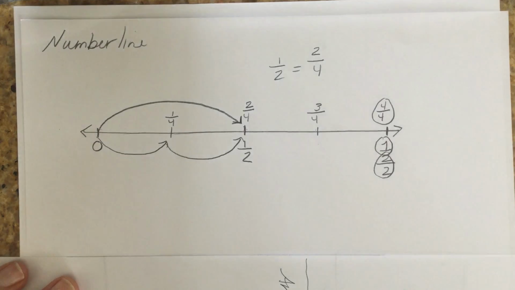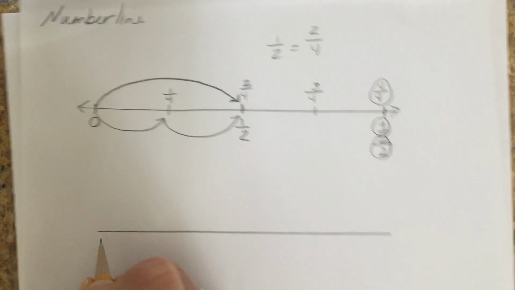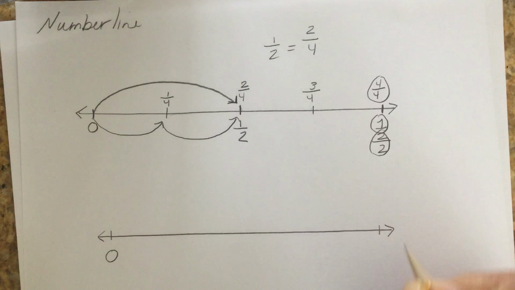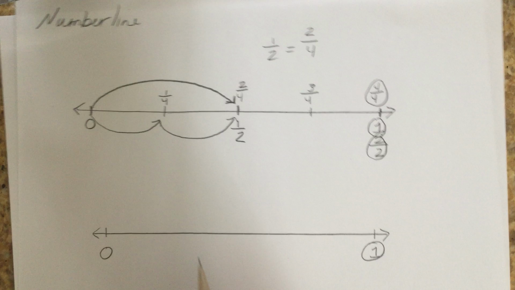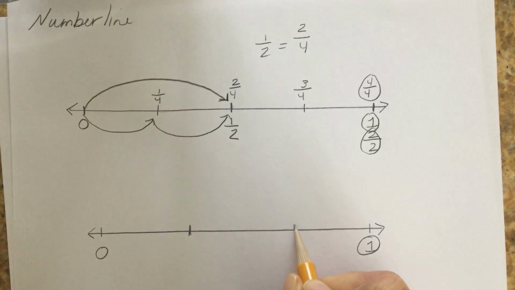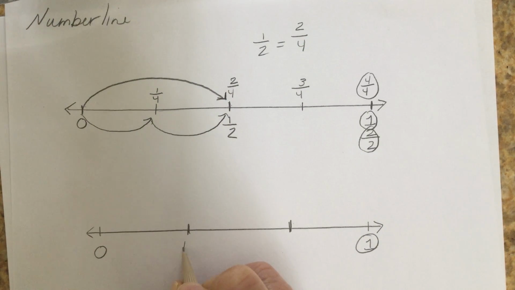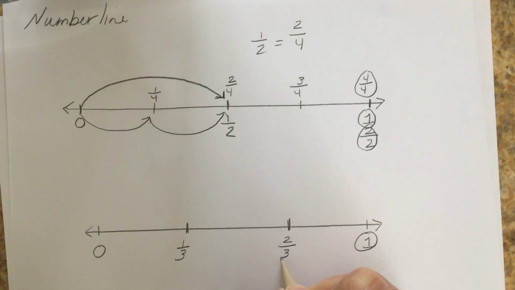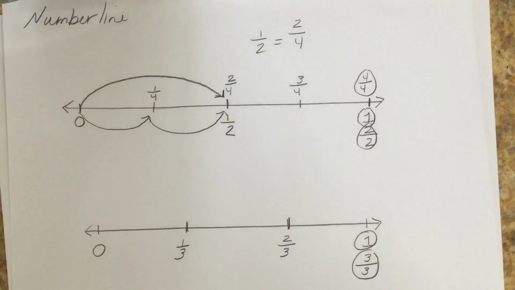So I'm going to create another straight line. This time, let's say I'm going to divide this line into thirds, so 3 equal parts. I'm going to try to be as accurate as I can. Okay, so I've got 1/3 here, 2/3 here, and 3/3 here, which is of course equal to 1 whole.